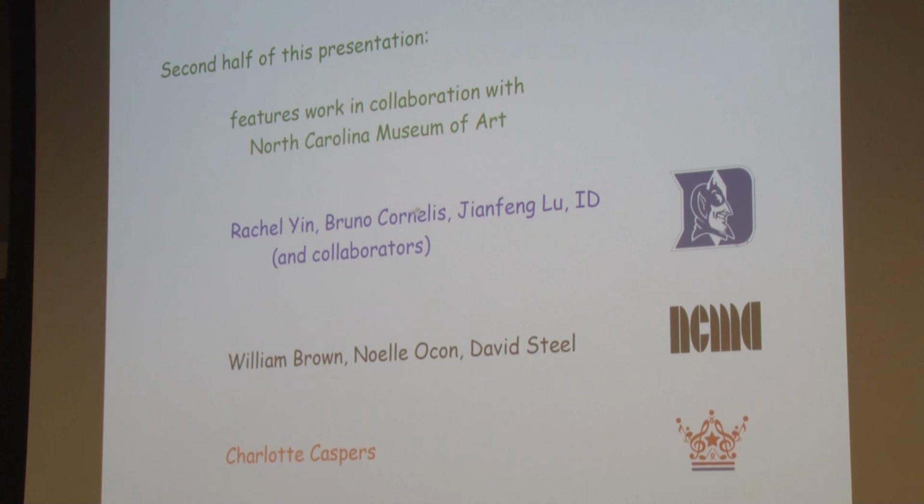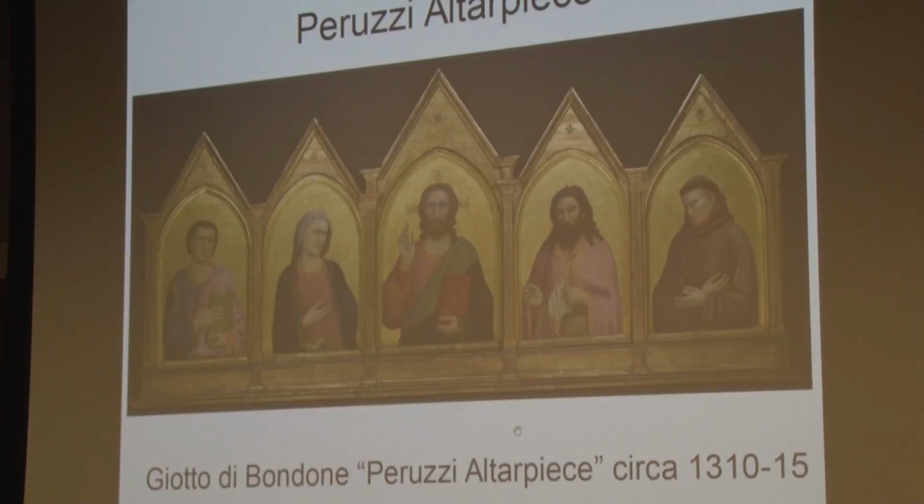Bruno Cornelis is a postdoc who is in Brussels. Jean Feng Lu is one of my colleagues at Duke. Bill Brown and Noel Ocon are conservators. David Steele is a curator at the North Carolina Museum of Art. And Charlotte Caspers, well, you'll hear more of her. She's a Dutch artist.